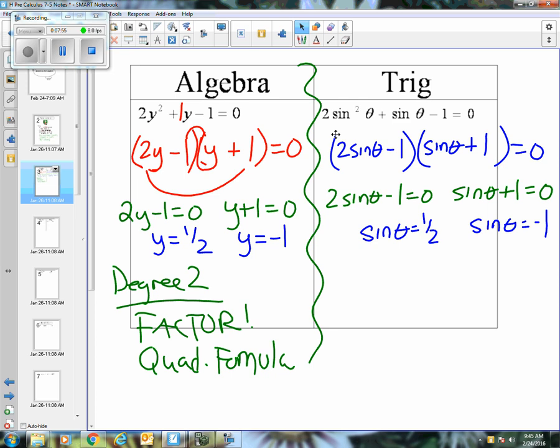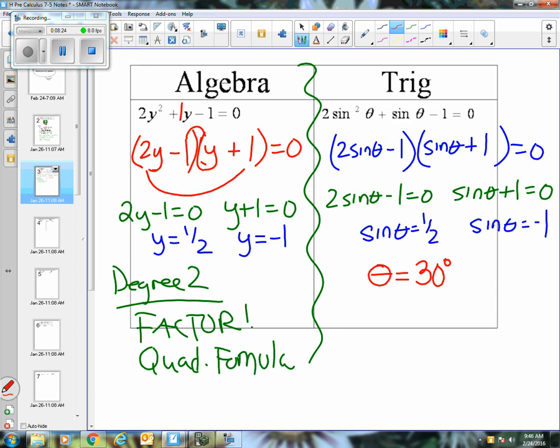Now we're looking at the places where theta crosses the x-axis, or what angle measurements that's going to happen at. So we're not quite done. We have sine of theta equals a half, sine of theta equals -1. We need to know what angle measurement makes that happen. So think about where in the unit circle is sine of theta equal to a half. All right, so sine of theta is a half at 30 degrees, so that would be one location.